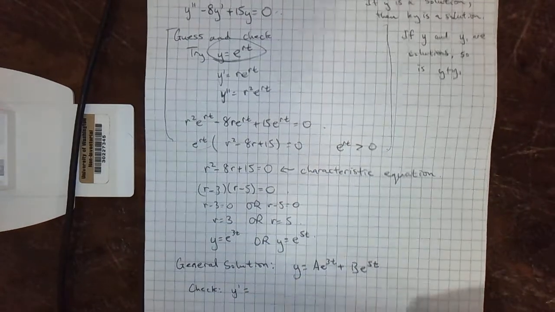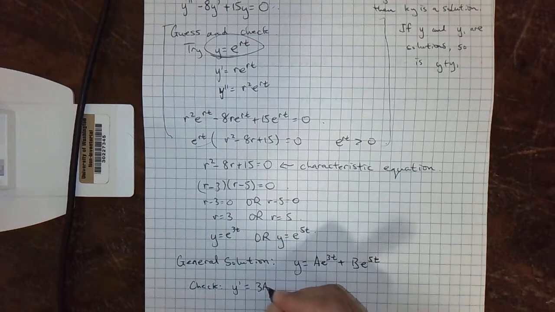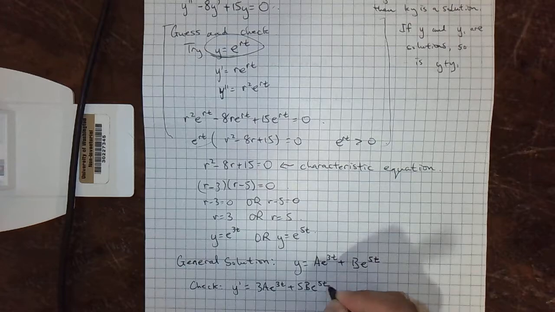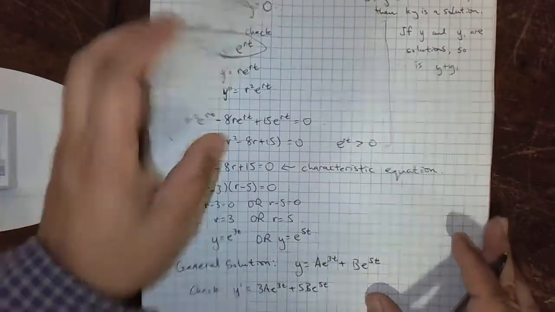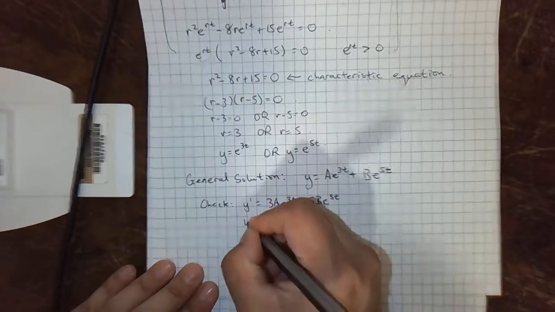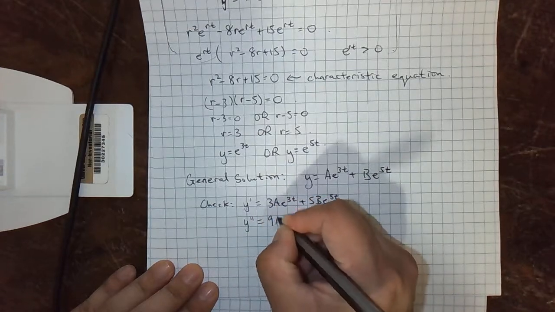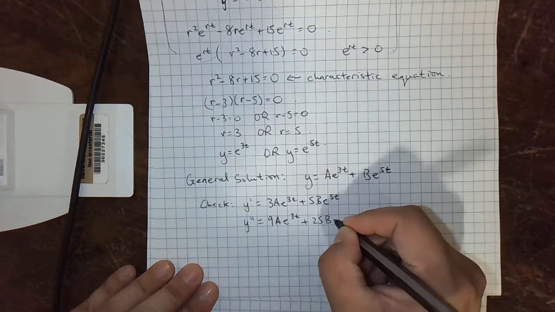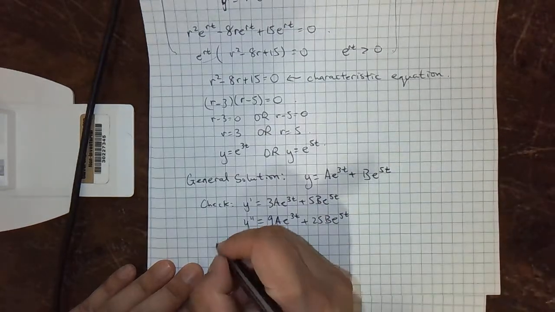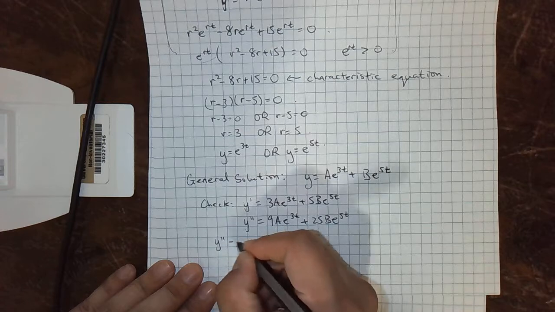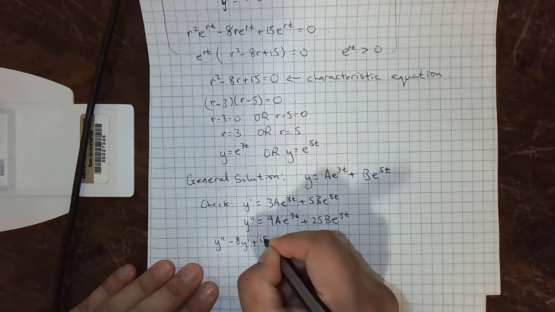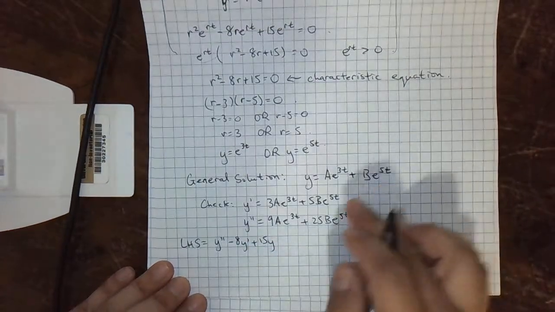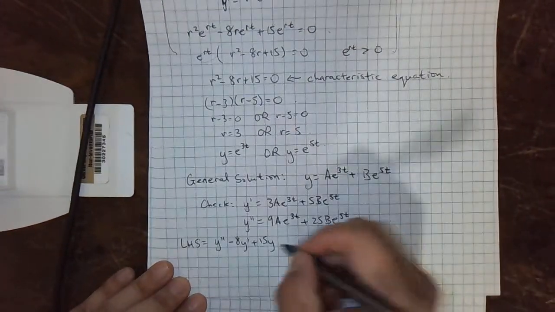We're going to take y prime, which will get 3a e to the 3t plus 5b e to the 5t, right? And then we're going to take y double prime, which is 9a e to the 3t plus 25b e to the 5t. And we're saying that we need y double prime minus 8y prime plus 15y is hopefully 0. That's the left-hand side. Let's check if it's 0 with this general solution for y.